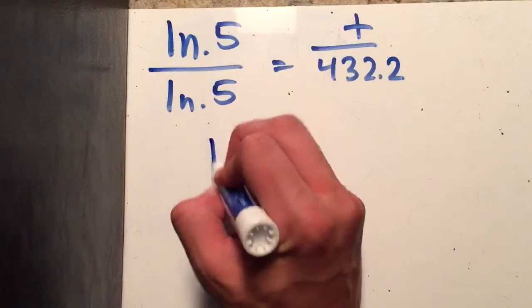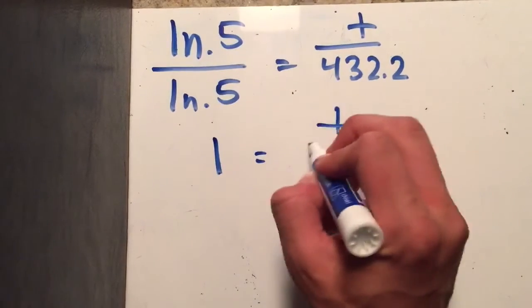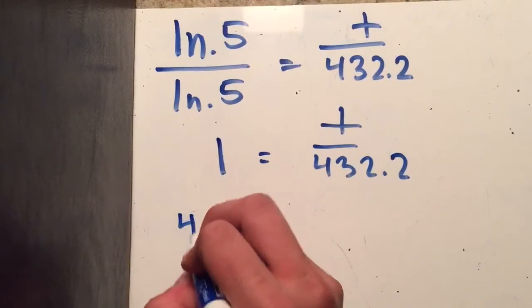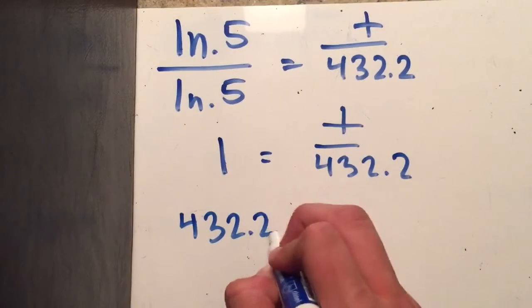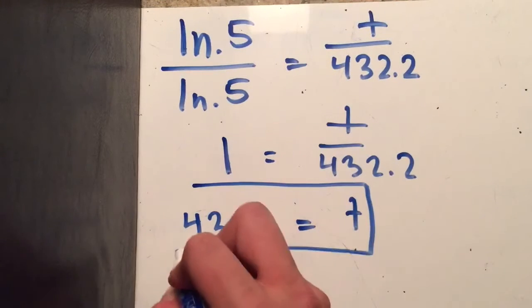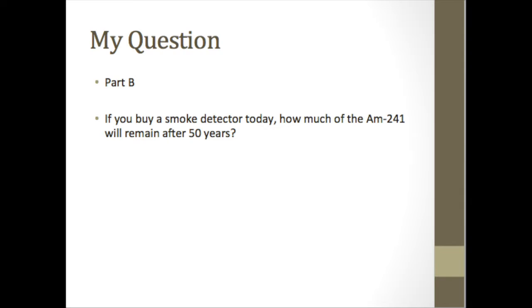My solution of 432.2 proves that it is not likely to fail while I own the smoke detector. This is because 432.2 is measured in years and it's far beyond the life of any human being.